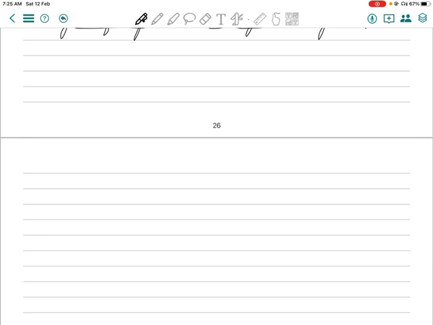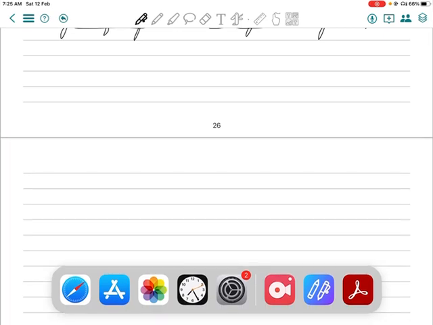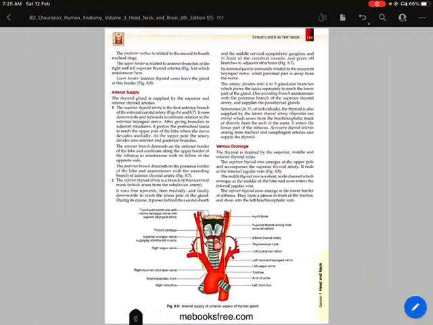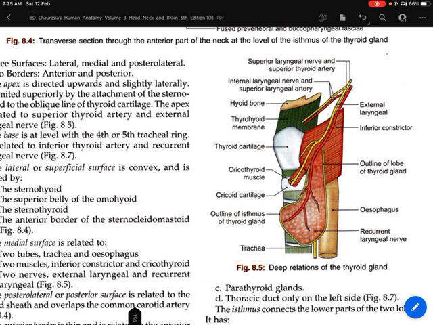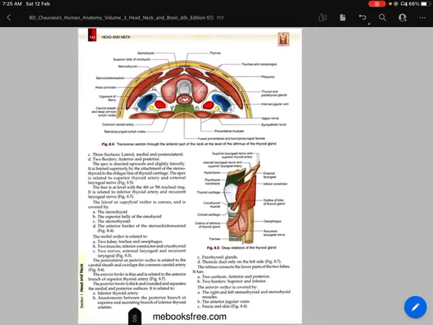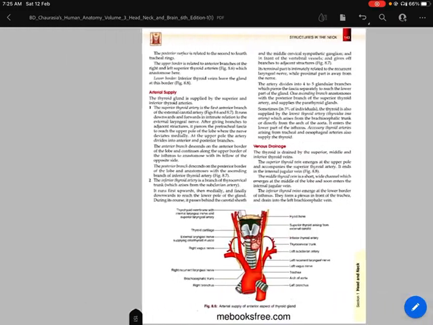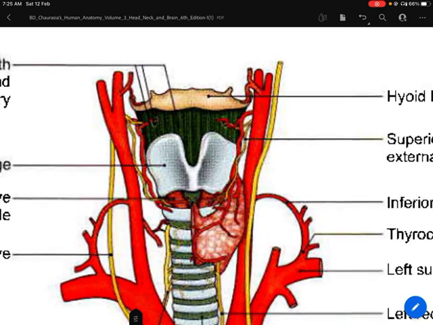Now we have arterial supply: the superior and inferior thyroid arteries, and an additional supply from the thyroidea ima artery. We can do it from here, the anatomy part. This is the superior thyroid artery, and then we have the inferior thyroid artery. We also have a thyroidea ima artery, which, if it's the right side, will arise from the brachial.